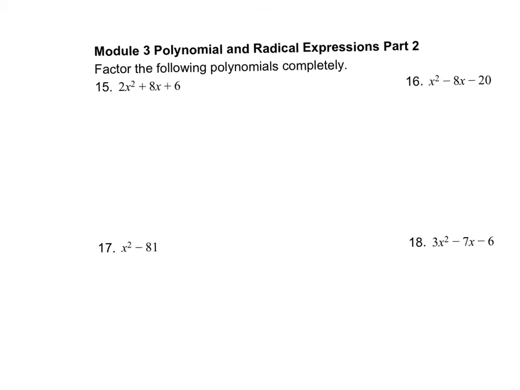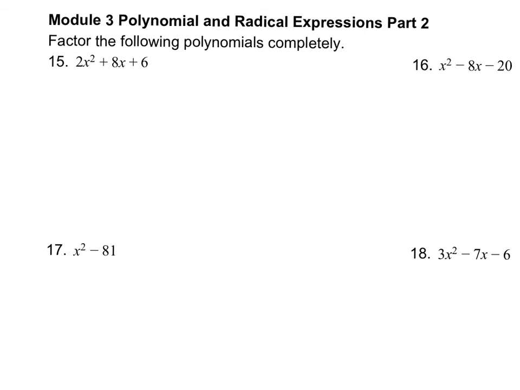Part 2 of the Module 3 problems, we're specifically going to look at factoring and then simplifying radicals and performing operations as radicals. So the first part is going to be the factoring. So number 15, we have 2x squared plus 8x plus 6.